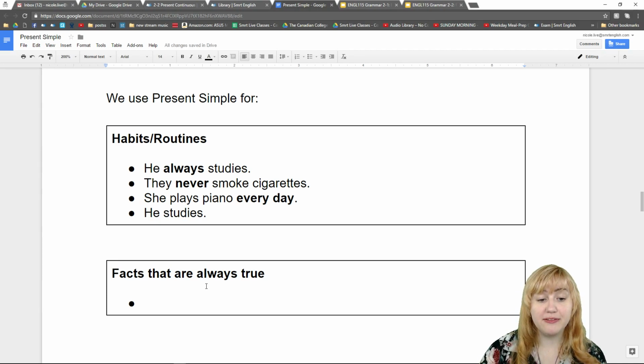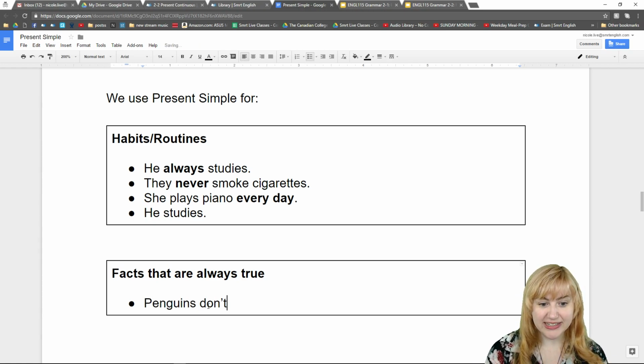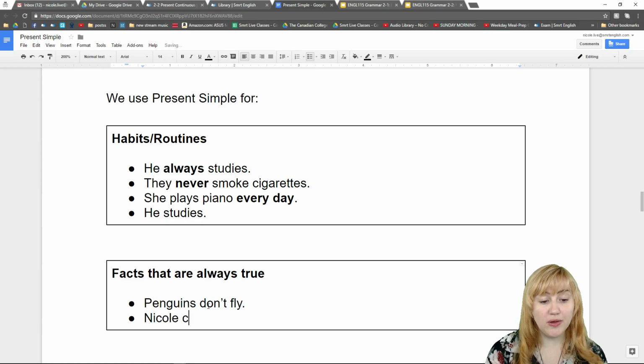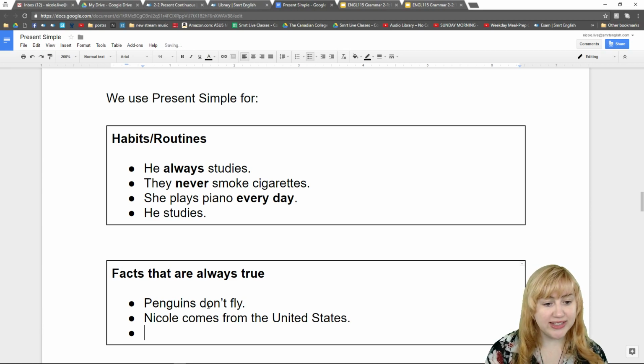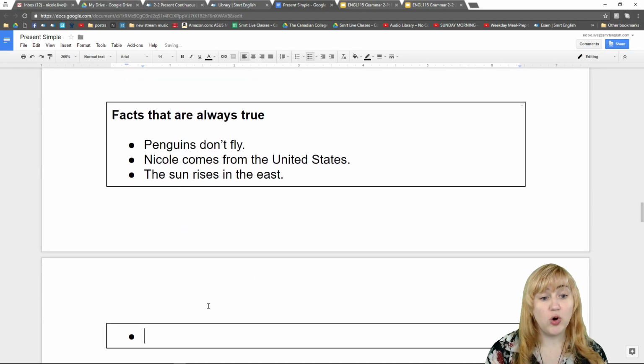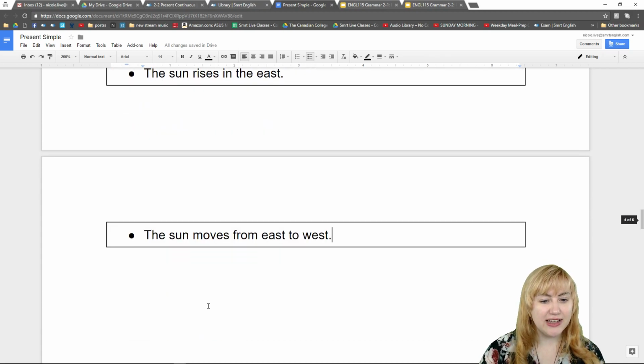We also use present simple for facts that are always true. And some of our examples were penguins don't fly, or Nicole comes from the United States. These are things that are always, always true. We could say the sun rises in the east. Or you could say the sun moves from east to west. That never changes. That is always, always, always true. So we can use present simple. All right. And one more.